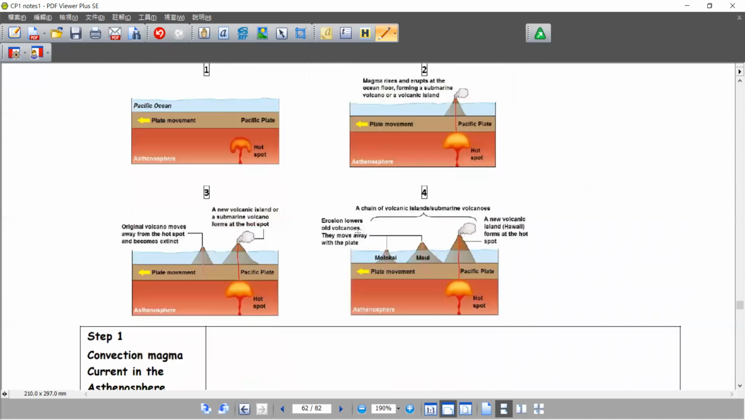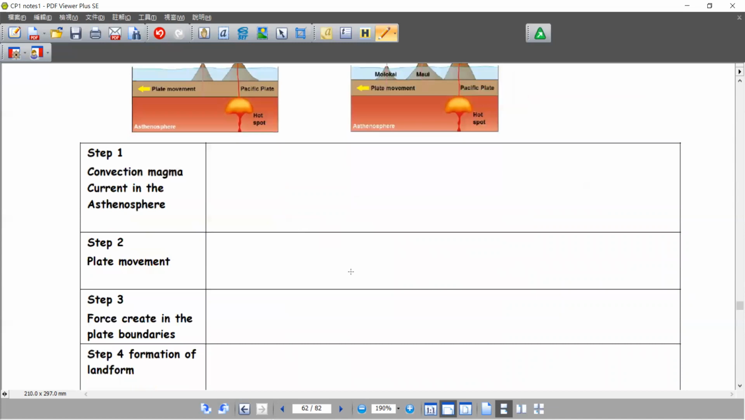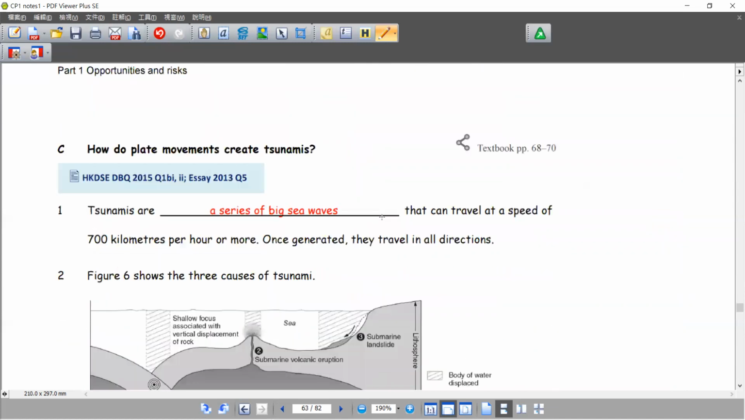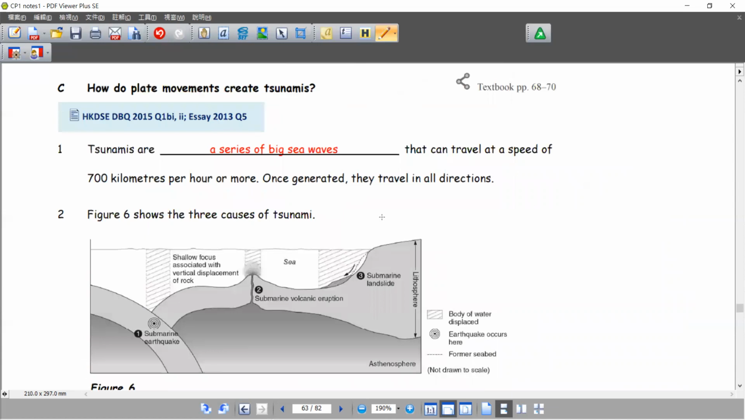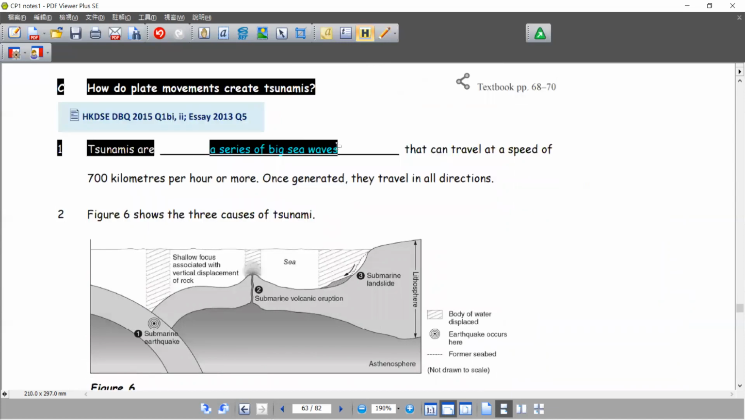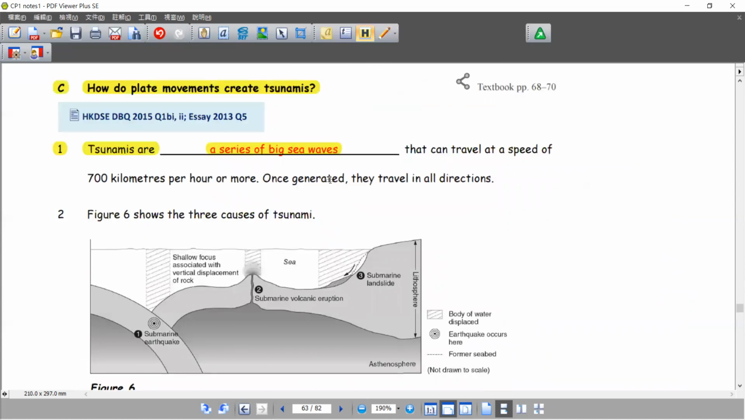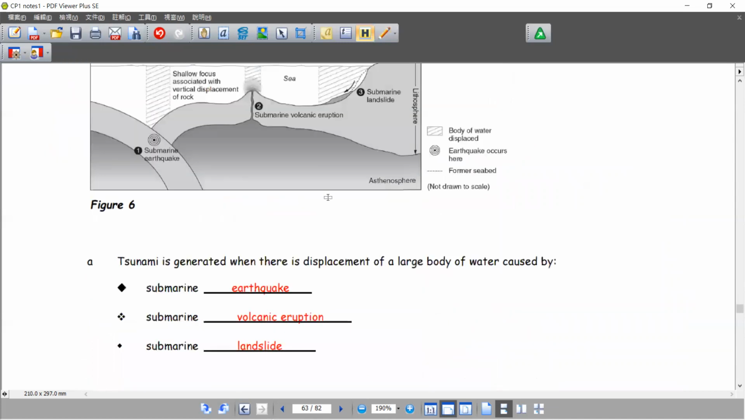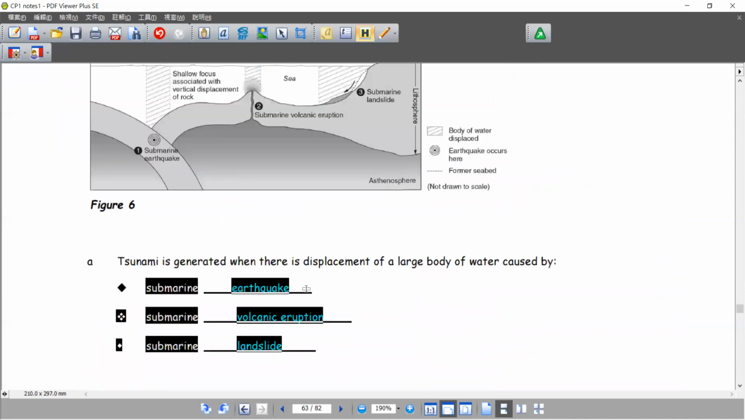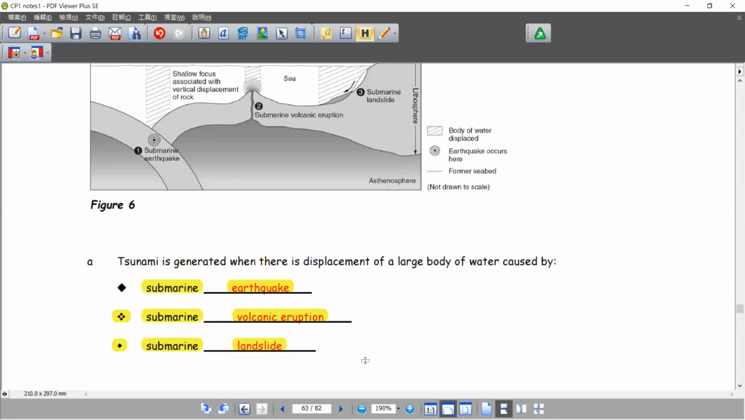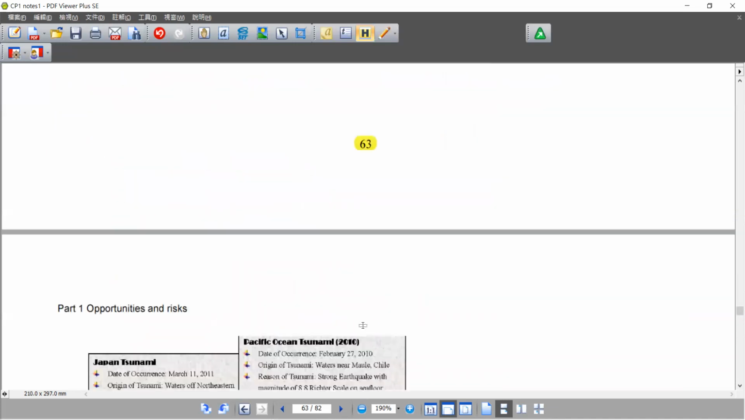annotated diagram. For here I will also explain in another video. Then for the place that creates the tsunami, where we can find a tsunami mainly, and what are the differences between the earthquake and tsunami? You at least have to add this: a series of big sea waves, and accordingly it can also be caused by submarine earthquake, submarine volcanic eruption, and also submarine landslide, all together.